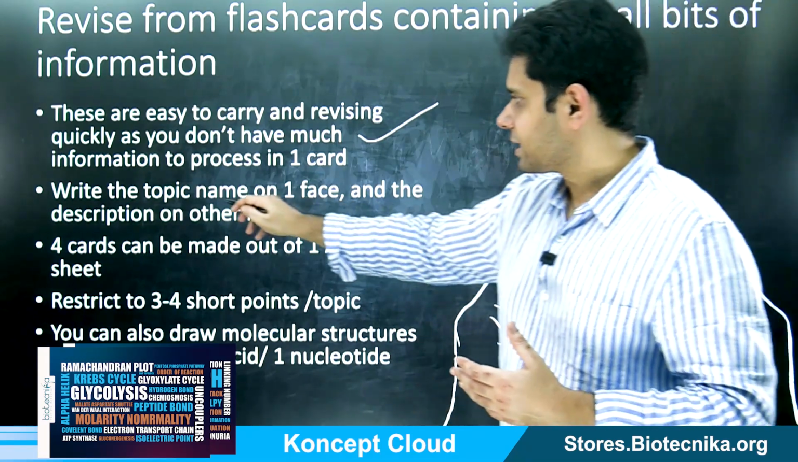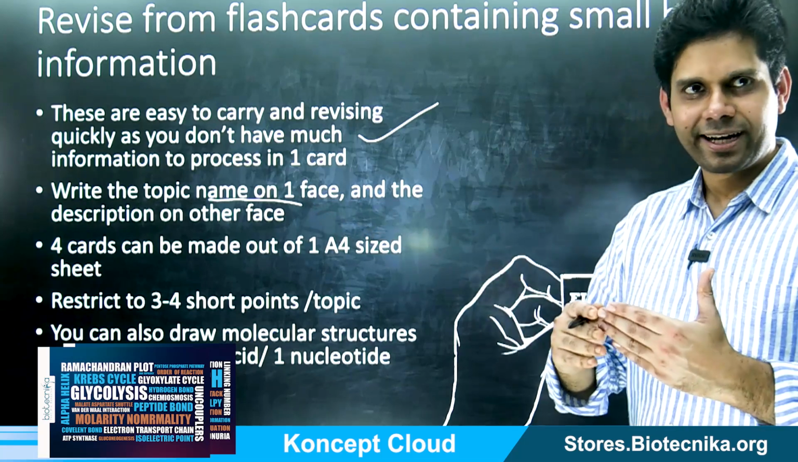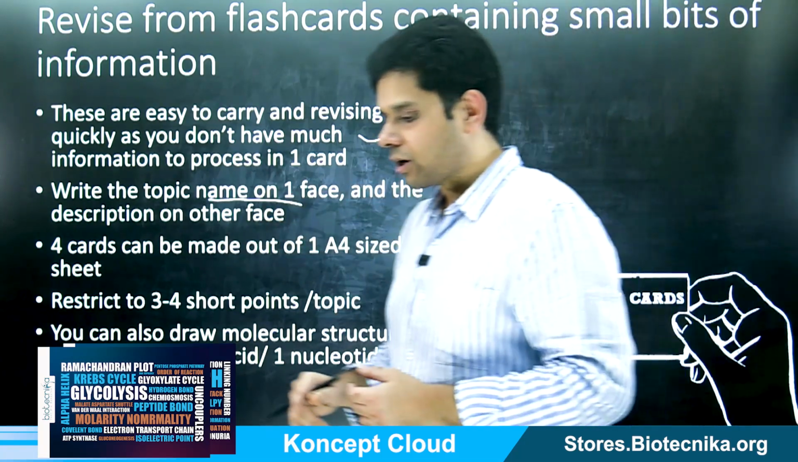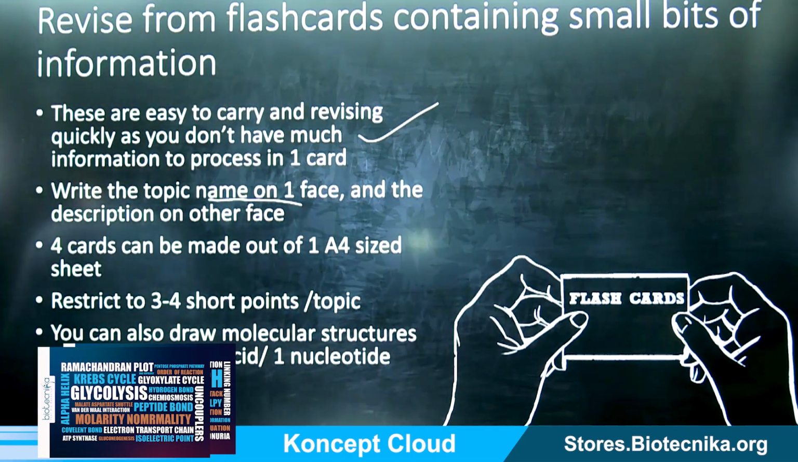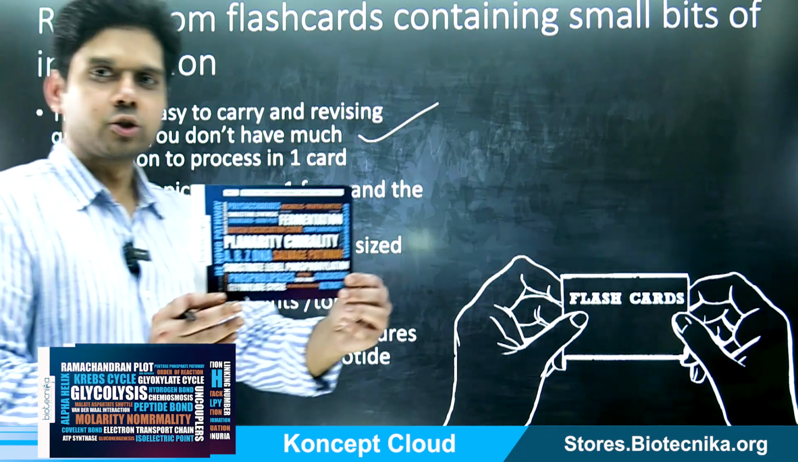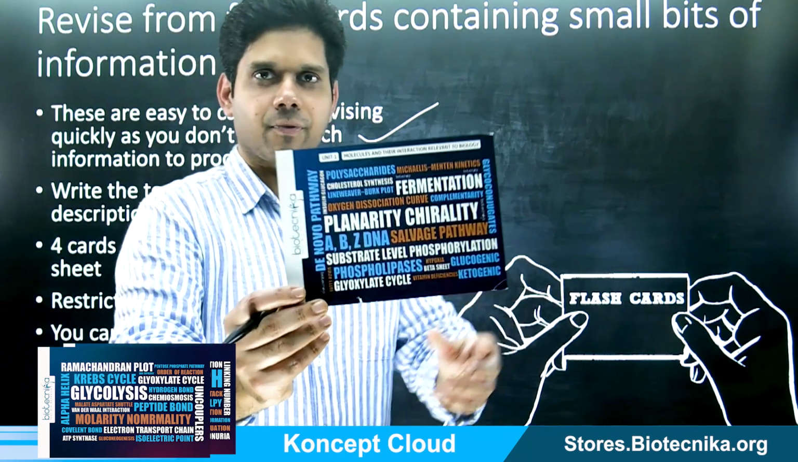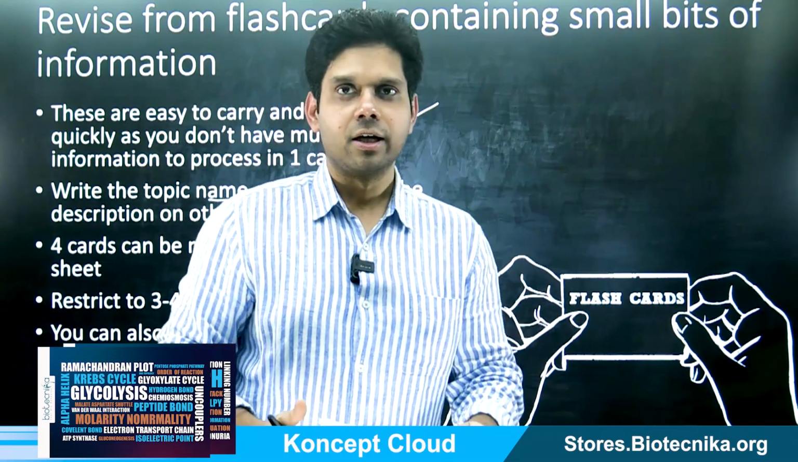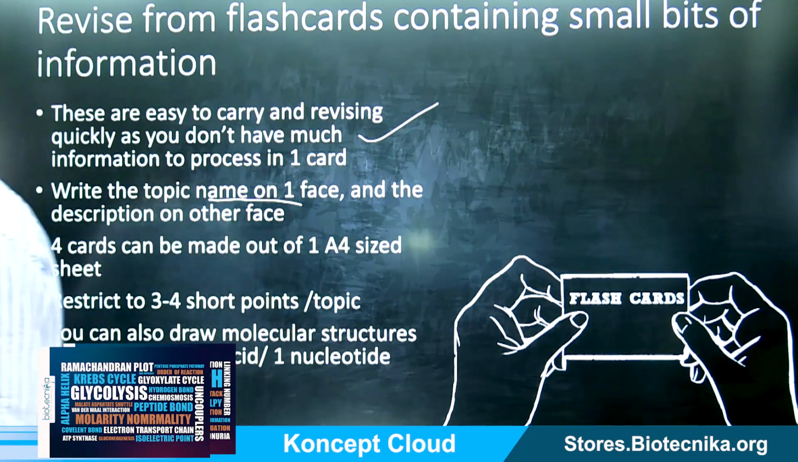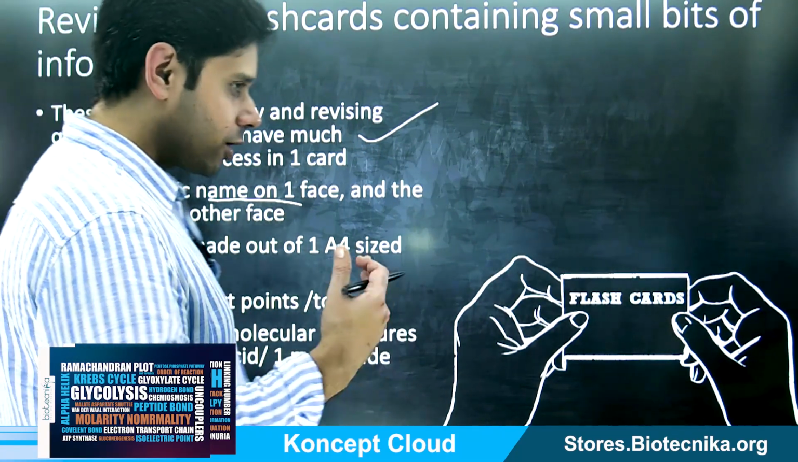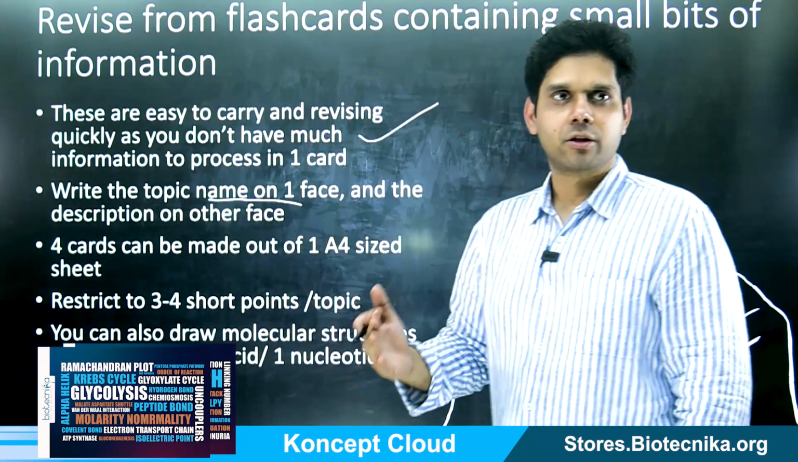Now, write the topic name or the word on the one side. On the other side, you can write the description. In fact, that is why in the concept cloud charts, we have given at the back a blank space. Okay. So if you see here, let me just bring this up again in front of you. So this side you have the words, okay? And the other side it's blank, so you can write your short notes here. So that's the benefit of these flashcards or concept cloud cards, okay? Now write the topic on one side, the description on the other side.